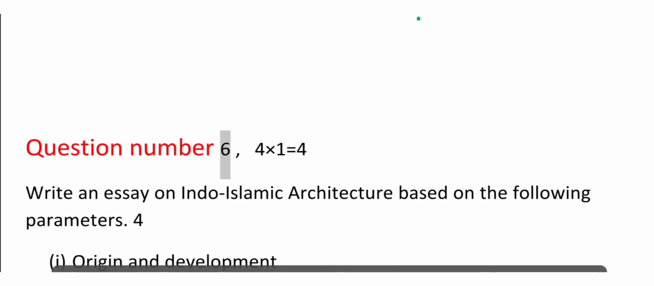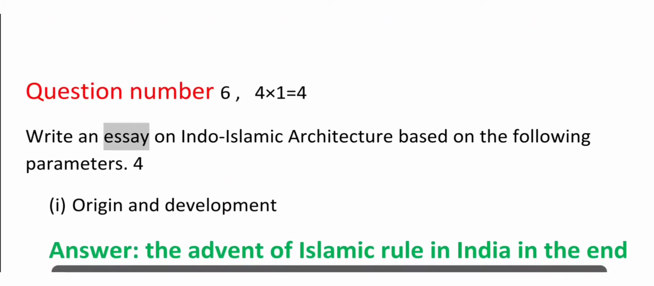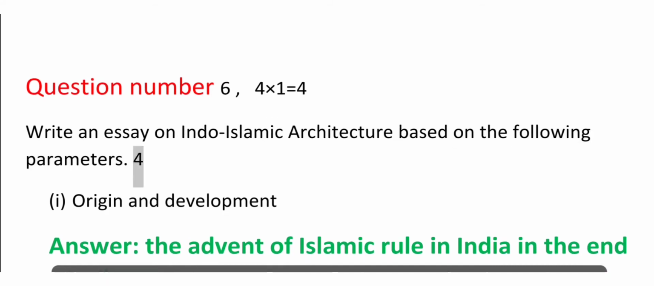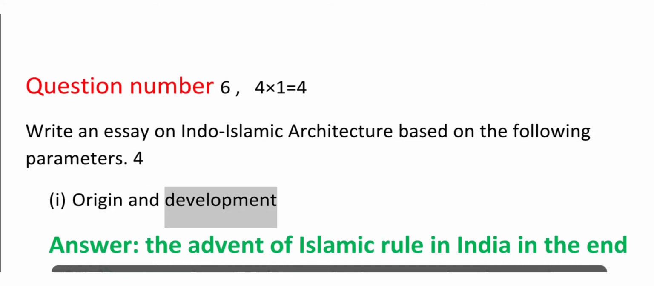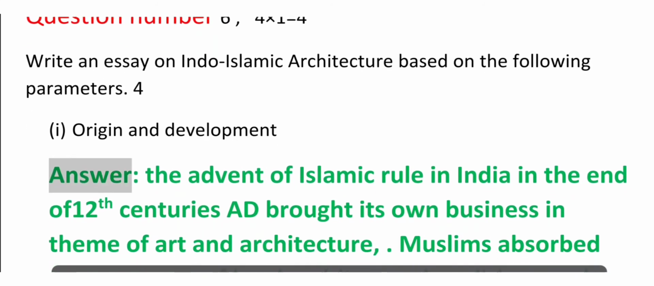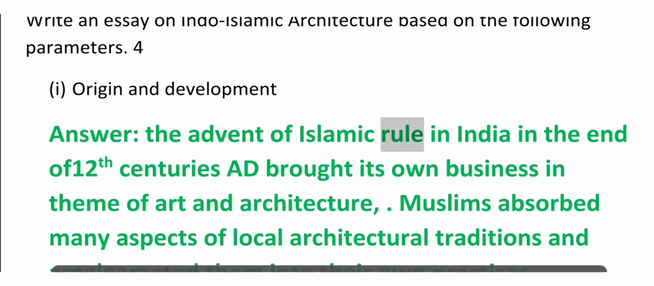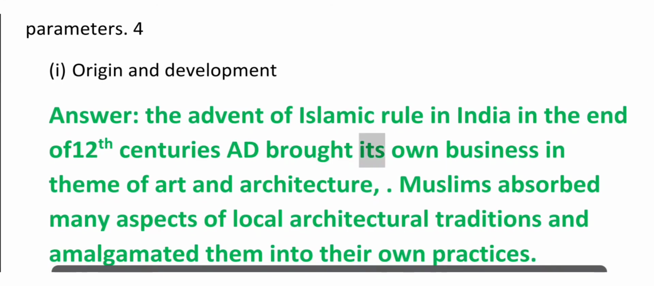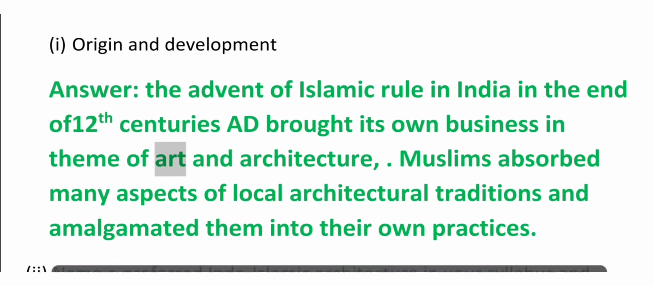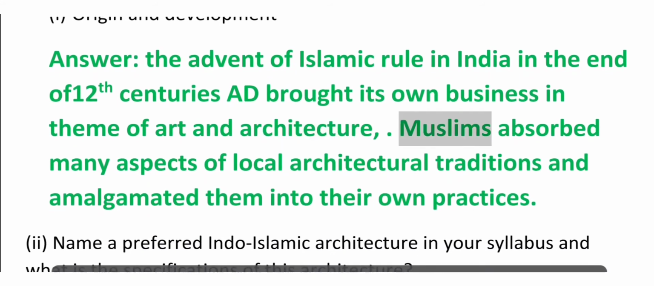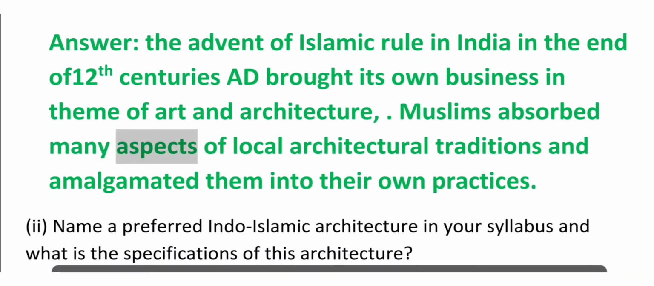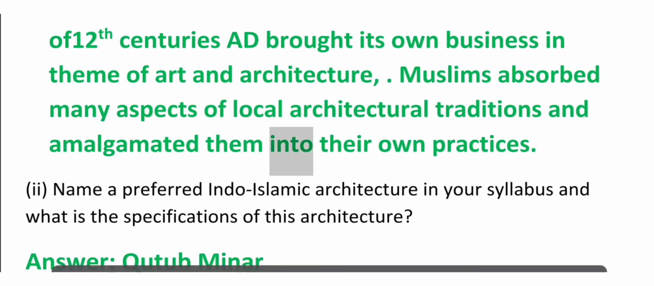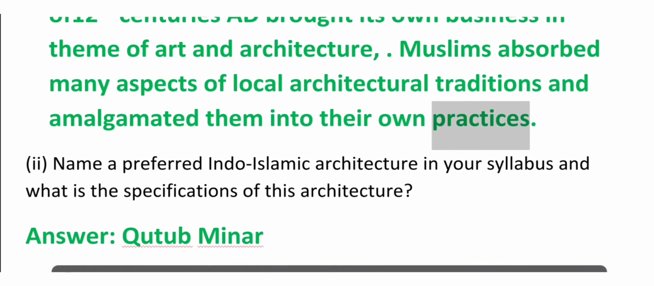Question number 6. Write an essay on Indo-Islamic architecture based on the following parameters. Origin and development. Answer. The advent of Islamic rule in India at the end of the 12th century AD brought its own change in the theme of art and architecture. Muslims absorbed many aspects of local architectural traditions and amalgamated them into their own practices.